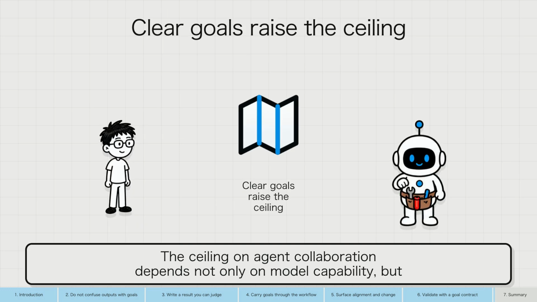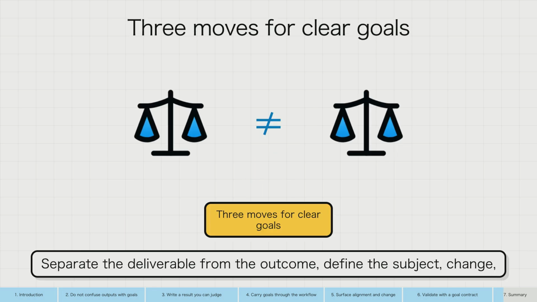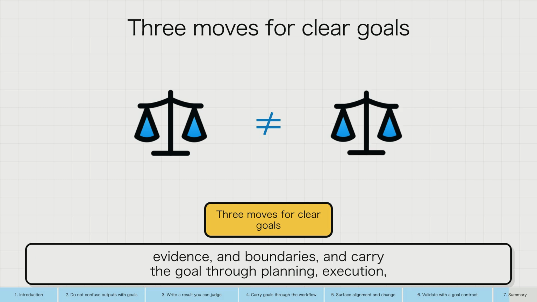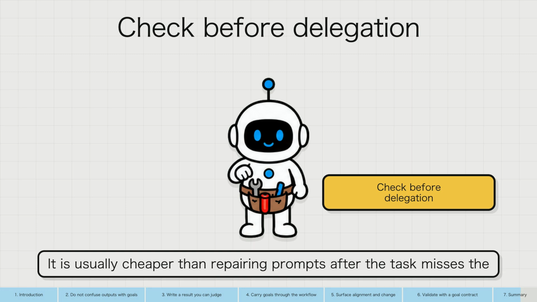The ceiling on agent collaboration depends not only on model capability, but also on whether people and systems can make goals clear. Separate the deliverable from the outcome, define the subject, change, evidence, and boundaries, and carry the goal through planning, execution, and review. Before your next delegation, spend 1 minute on the 4-column contract. It is usually cheaper than repairing prompts after the task misses the point.